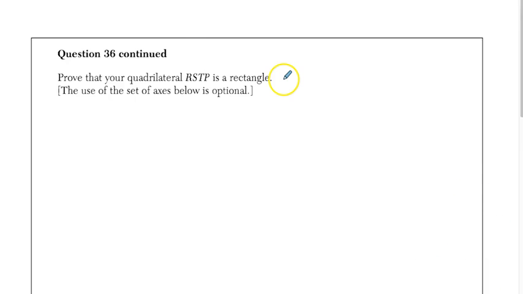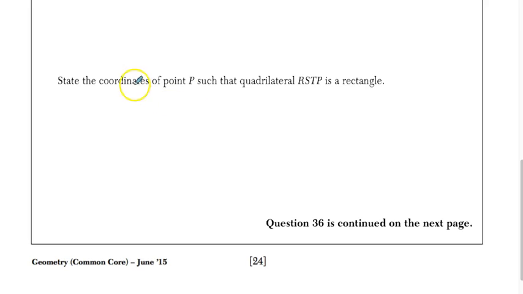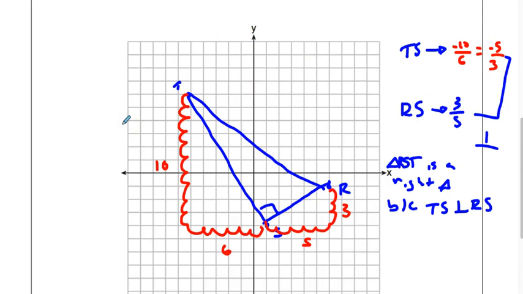Now let's go to the second part of this question. It says: State the coordinate of P such that quadrilateral RSTP is a rectangle. So we're trying to make a rectangle out of these 3 points. What we're going to do is use the property that opposite sides are parallel. So if to get from S to R, I go to the right 5 and up 3, it's going to be the same thing to get from T to my next point.